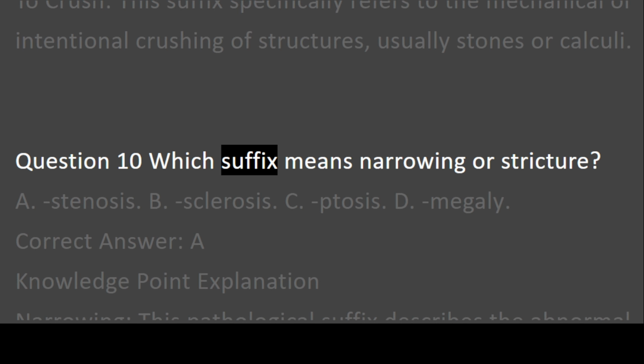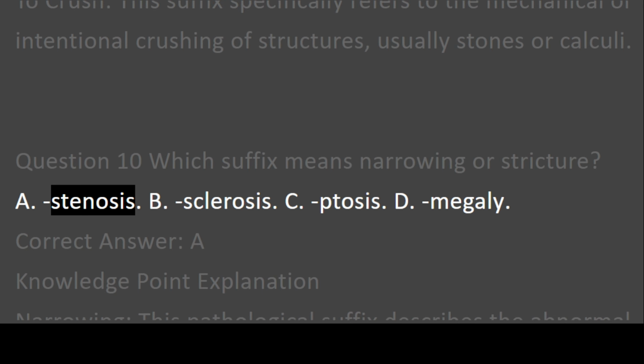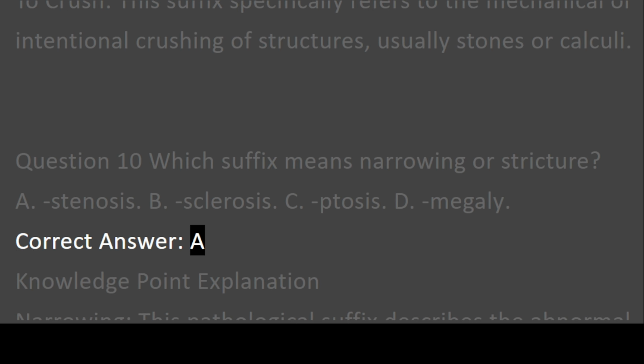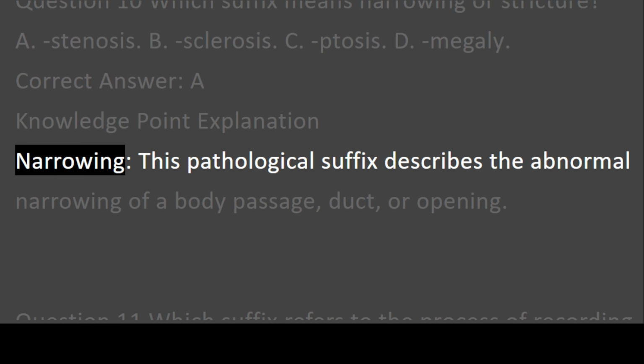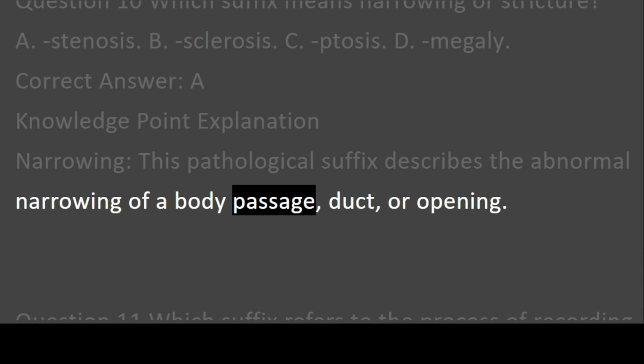Question 10. Which suffix means narrowing or stricture? A. Stenosis. B. Sclerosis. C. Ptosis. D. Megaly. Correct answer, A. Knowledge point explanation. Narrowing. This pathological suffix describes the abnormal narrowing of a body passage, duct, or opening.